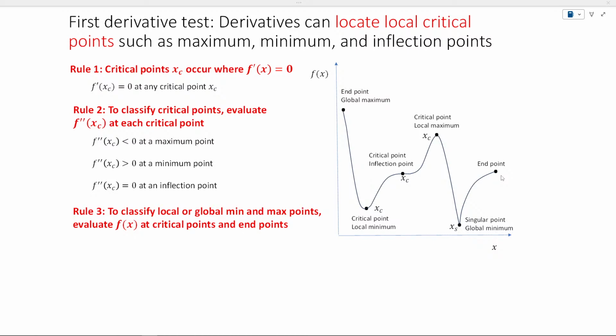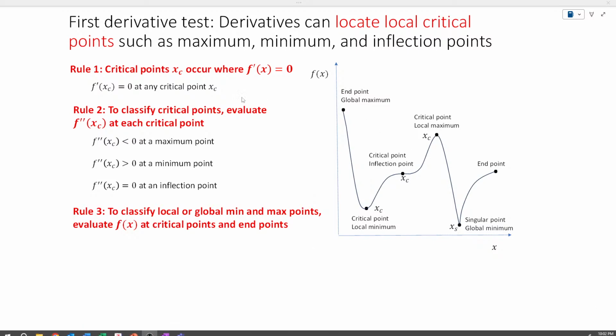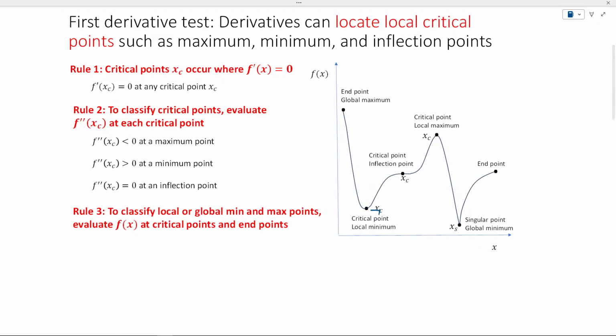Why derivative? There is a group of optimization methods called derivative based methods, and in this derivative based method, let me show you. That's the main idea. When you find the rate of change, or the first derivative, is zero, that is where you can locate min, max, and some of the inflection points.